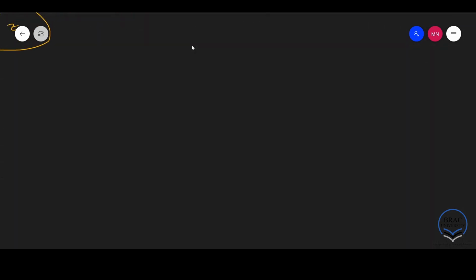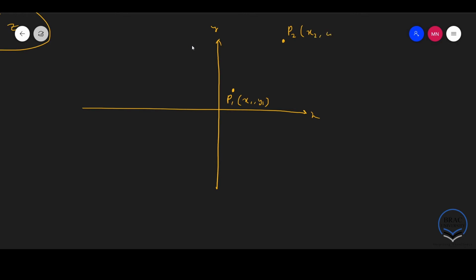Let's take a look at something known as the distance formula. Let's say that we have a Cartesian plane like this. Let's say we have a point here. This is P1, which has coordinates x1 and y1. Let's say we have another point P2 with coordinates x2 and y2. If I were to find the distance between these 2 points, right, this distance between P1 and P2, then what can I do? I can just construct a right triangle like this and then apply the Pythagorean theorem.